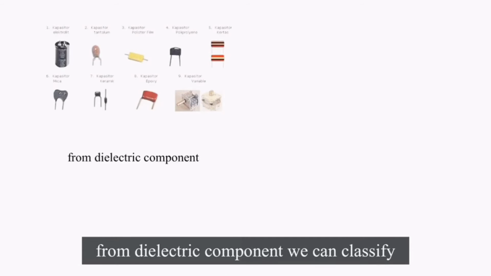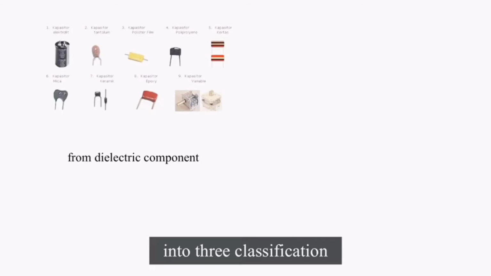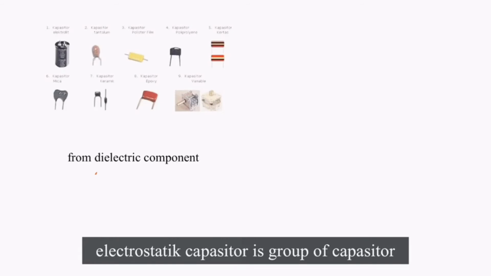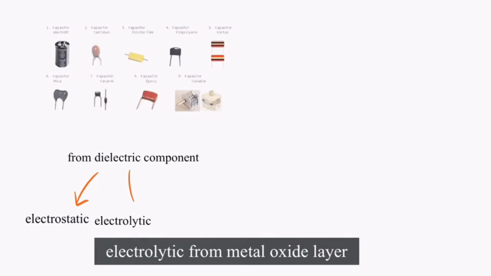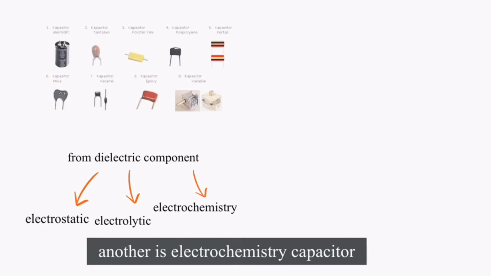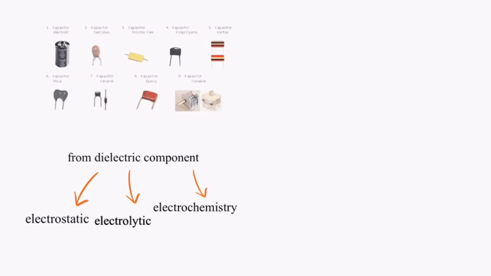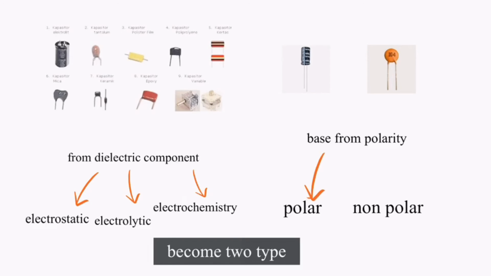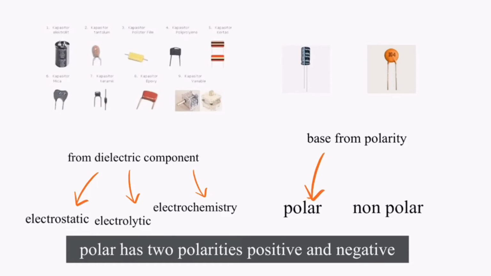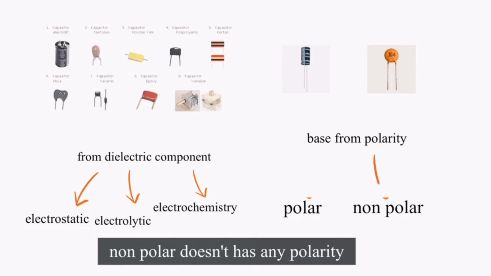From the electric component, we can classify capacitors into three classifications. An electrostatic capacitor is a group of capacitors made from an electric component. Electrolytic is made from a metal oxide layer. Another is the electrochemistry capacitor. From polarity, capacitors can be classified into two types. Polar has two polarities, positive and negative. Non-polar doesn't have any polarity.